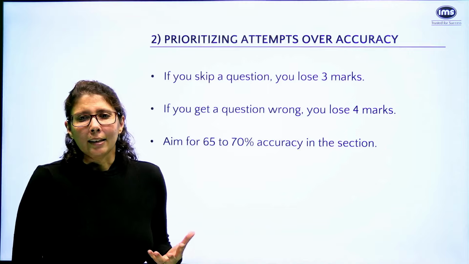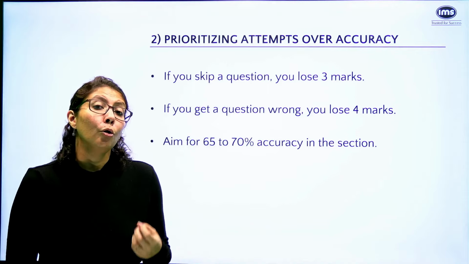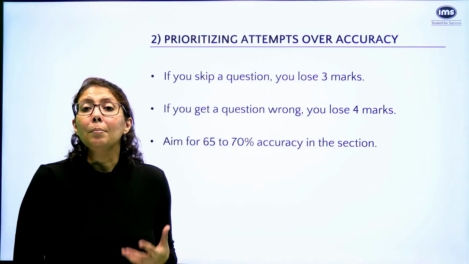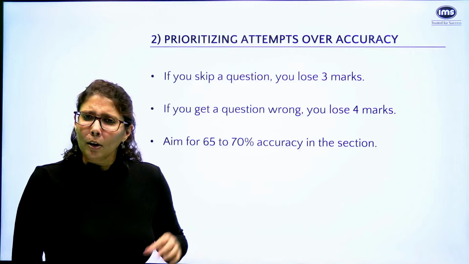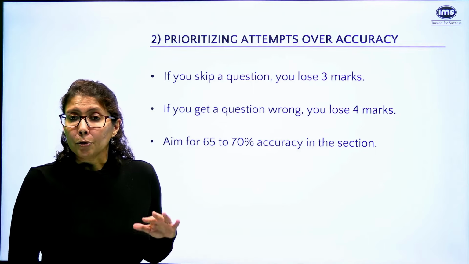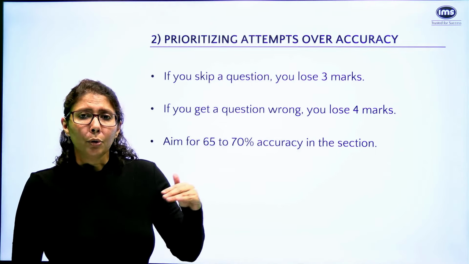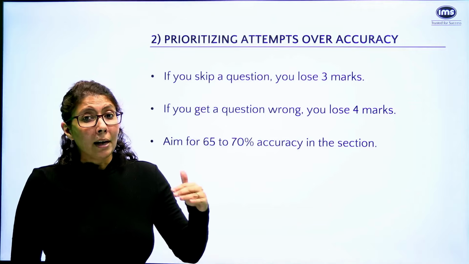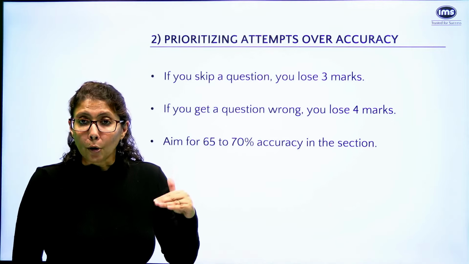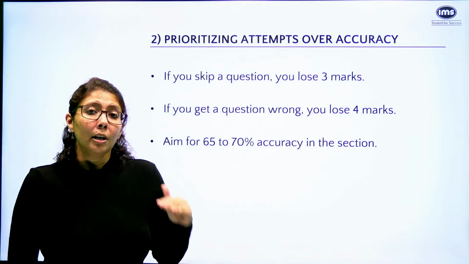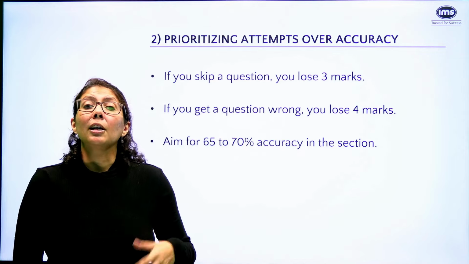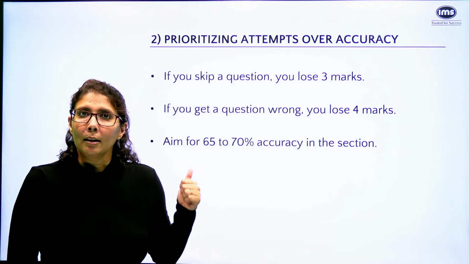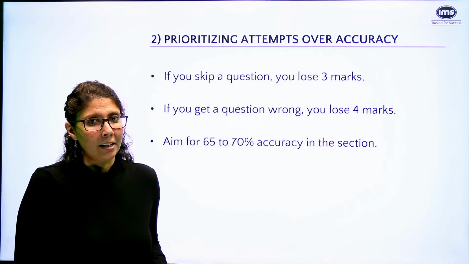Now, why am I saying this? Because it's a little difficult to go beyond this given that there are some TITA questions in this section. So if you're getting about 65 to 70, you're fairly decent. You can increase the number of attempts. But if you're falling below this, then probably you're attempting too many questions. You need to reduce the number so that you can give more time per question. Now we move to the third and the final point.